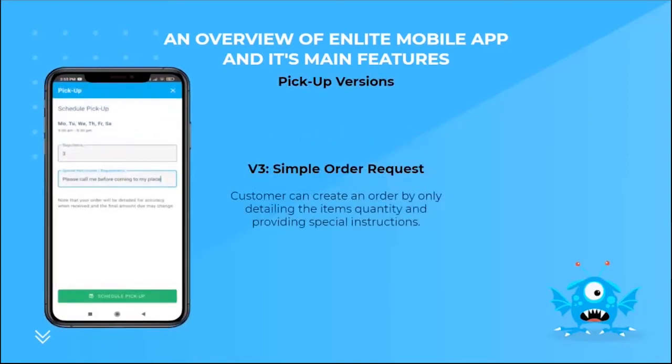Version number 3 is the most popular between our customers because it allows the customer to submit a simple order with only the detail of how many bags or items this order has and some special instructions if they want to send them. As you see here, they will also see a notice if you want to show it, and they will see in which days the route that they are assigned to runs.